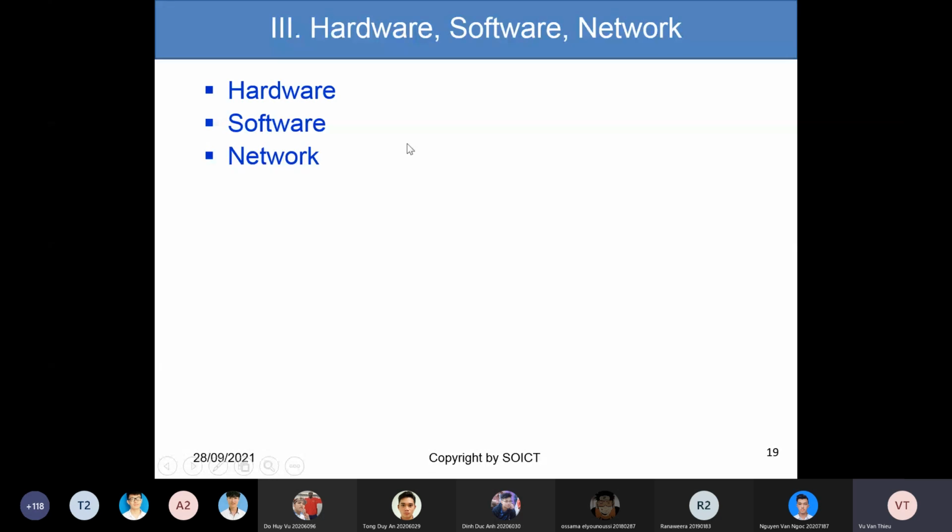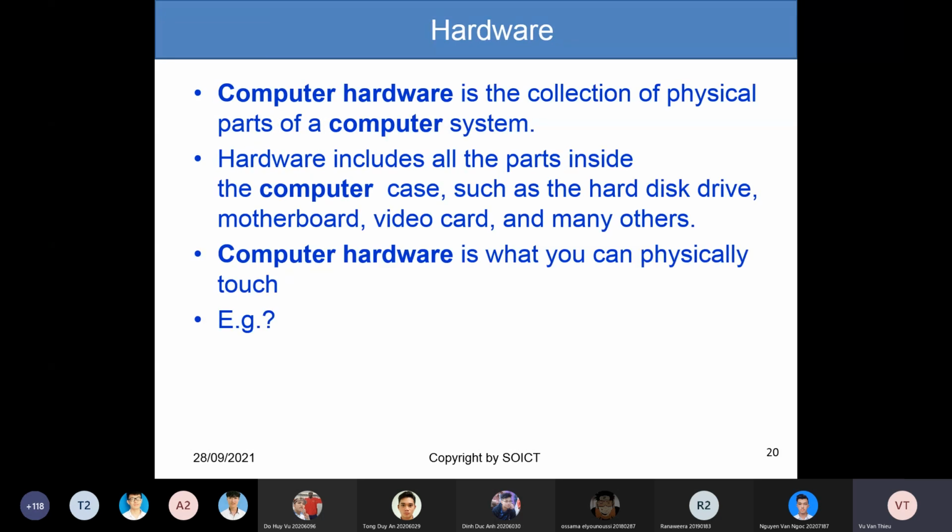Okay, so we talk about the hardware, software, and networks in ICT. Hardware. Computer hardware is the collection of physical parts of a computer system. Hardware includes the parts inside the computer case, such as the hard disk drive, motherboard, video card, and many other buses and cards. Computer hardware is what you can physically touch, you can see it, you can bring it. That is computer hardware.